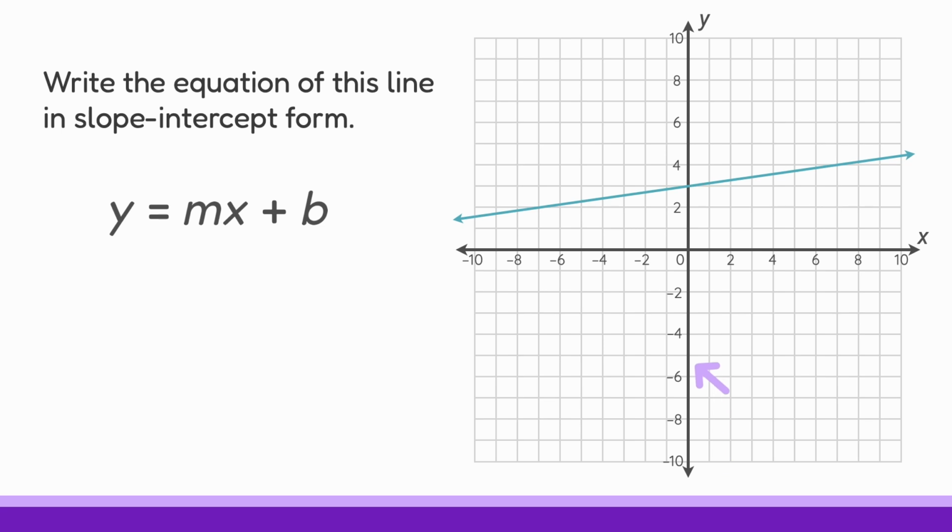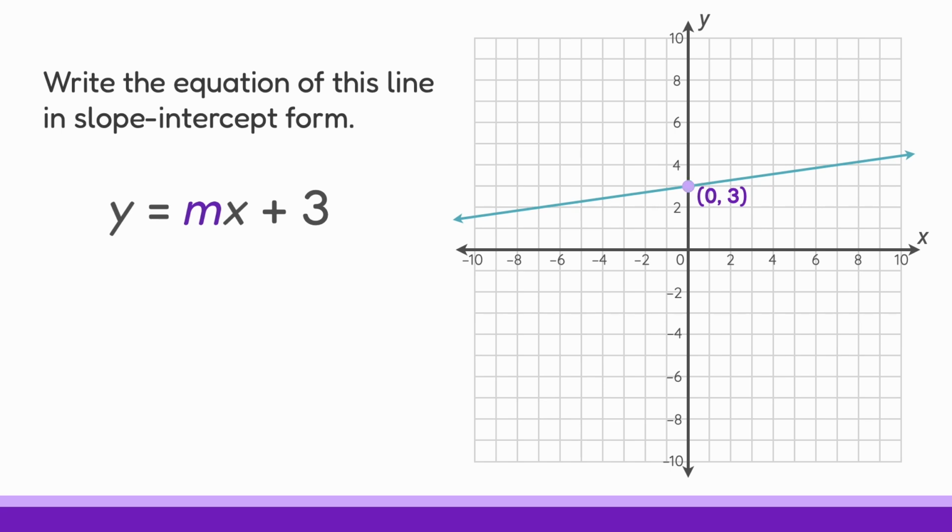Moving along the y-axis, we can see that the line crosses the y-axis here at the ordered pair 0, 3. Since the y-coordinate is 3, this tells us the value of b in the slope-intercept form equation is 3. Now we need to find m, which is the slope. Let's look for another point on the graph to help us find the slope.